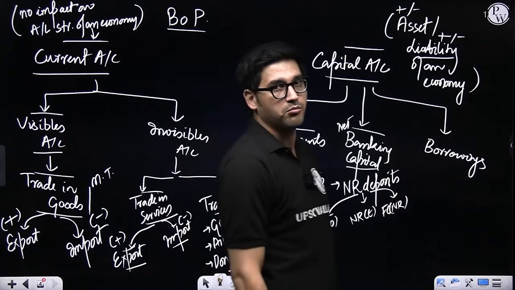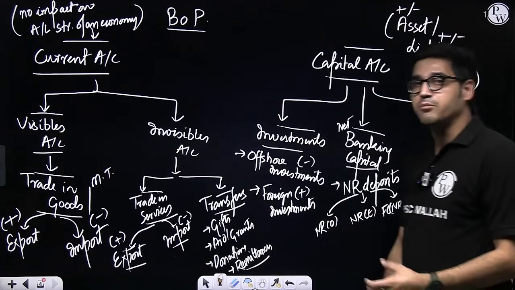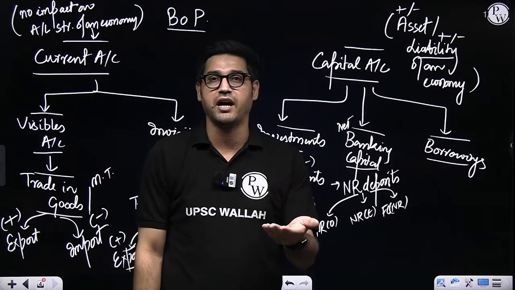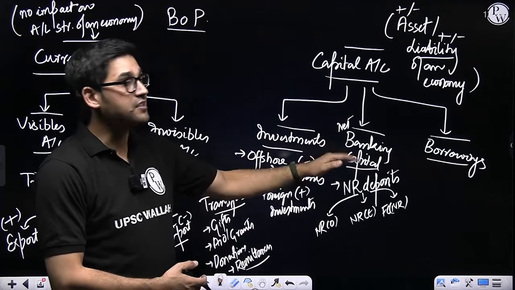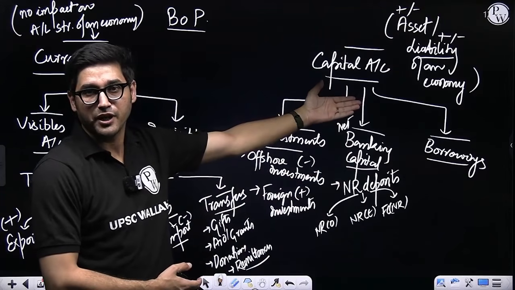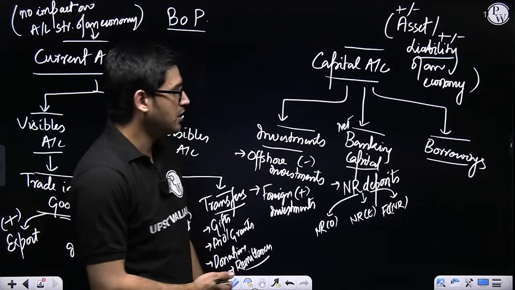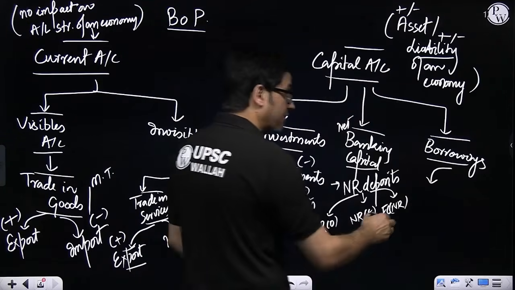Third part is borrowings. Now, borrowings, once again, are liabilities. Borrowings create liabilities because borrowing has to be returned back alongside interest. Now, borrowings, since they impact the liability structure of an economy, therefore, borrowings will be included under the capital head. What kind of borrowings will we include? We will include government borrowings.